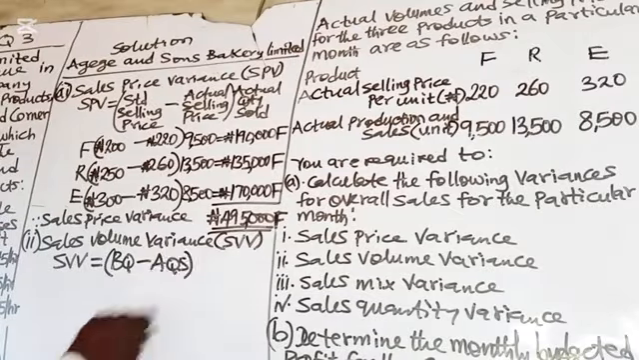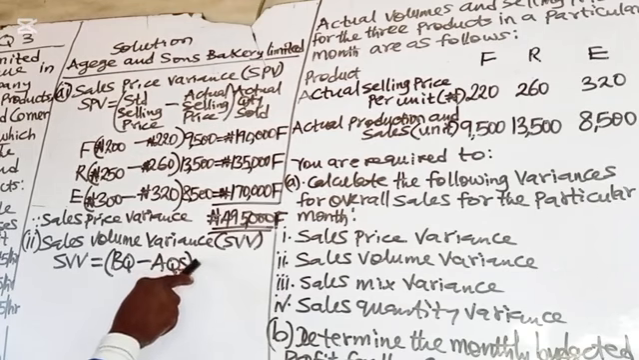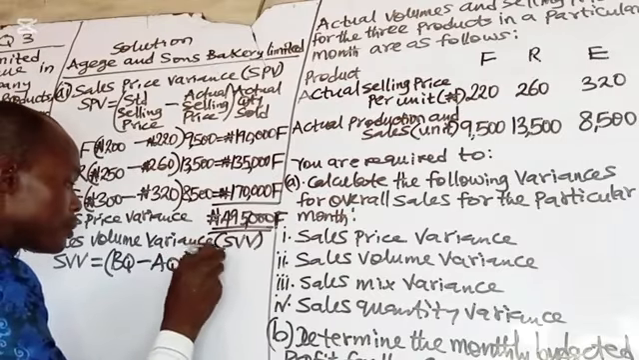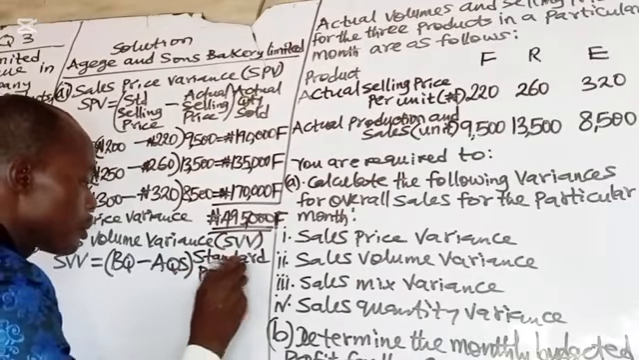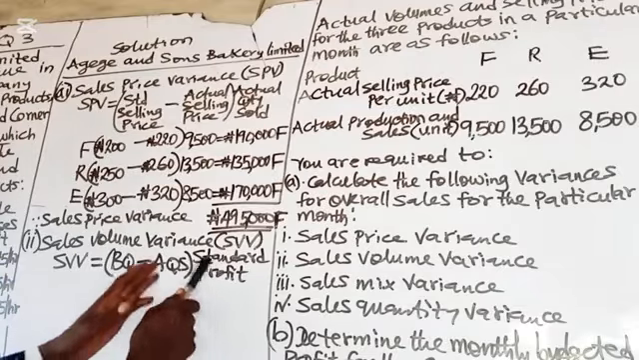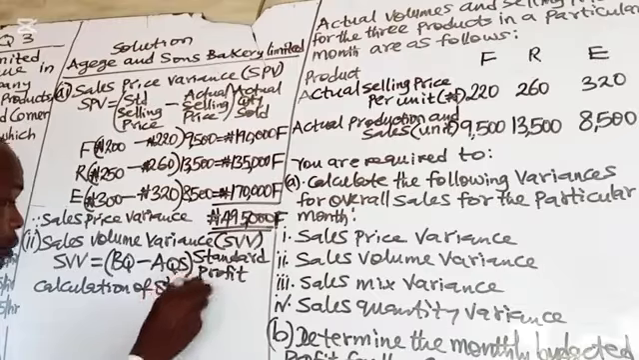I've told you that for the marginal costing school of thought we normally use standard contribution. But for absorption costing, we normally use the standard profit. So we have multiplied by standard profit. But we need the standard profit since it is not given in this question. So now, let's calculate our standard profit.